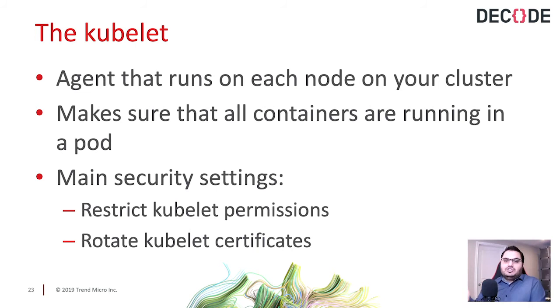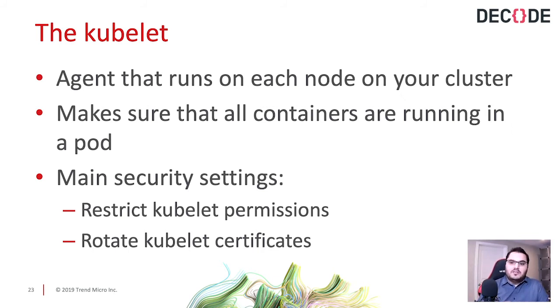So it makes sure that all the containers running in a pod, as we said before, all containers have to run in a pod. The pod is the smallest unit that you can have on Kubernetes. So for the kubelet best practice here, the main security settings are restricting the kubelet permissions and rotating the kubelet certificates, right? So restricting the permissions can mitigate the attackers from reading your kubelet credentials after they broke out of the container and are able to do other things in a cluster, right?